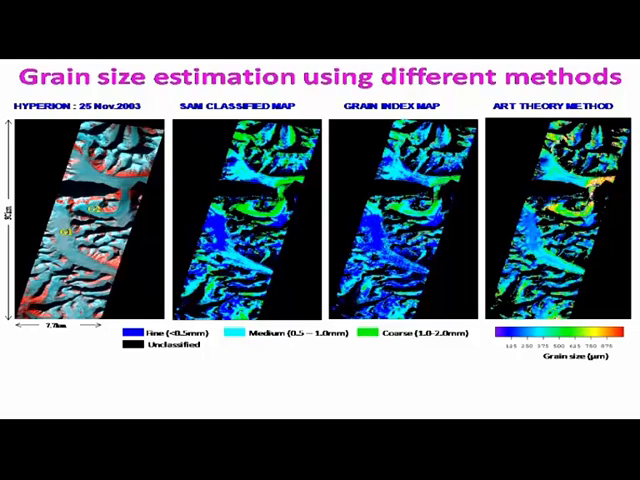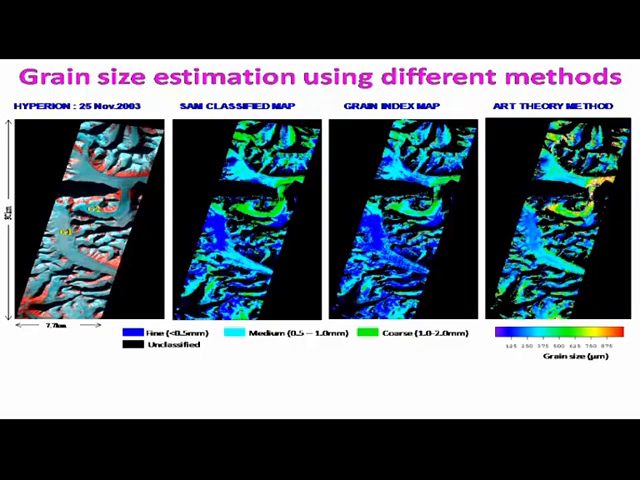This is another method that I have discussed, the grain index method, and the third method for grain size is the ART theory method. All these three methods that I have discussed, we have compared the retrieved grain sizes. SAM and the grain index are more towards a qualitative type of grain size, whether fine, medium or coarse range snow grains. But from the ART theory you are able to get a more quantitative grain size estimation.